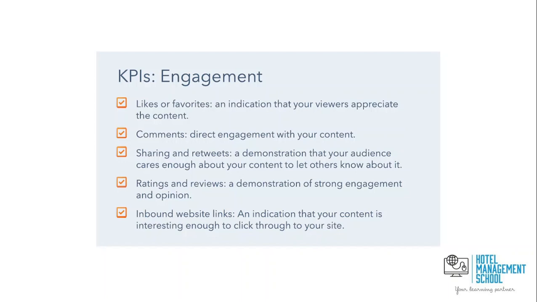Another one is rating and review. It's a demonstration of strong engagement and adoption. So you can see the rating, 4 star, 5 star, and then you can see the reviews. Then your page is a good business page. You can see the engagement. Another one is inbound website links. It is an indication that your content is interesting enough for people to click through to your site. On the Facebook page also, you can put your website link so you can count on that engagement. Basically, all the campaigns need to have some kind of KPIs.